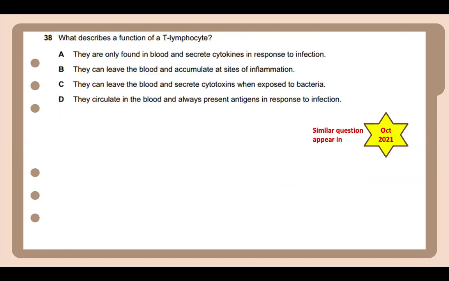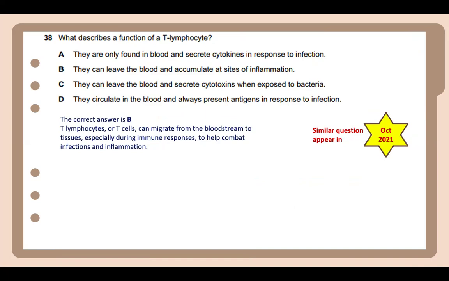What describes functions of T lymphocytes? This is also a similar question, appeared in October 2021. The correct answer is they can leave the blood and accumulate at sites of inflammation. T lymphocytes or T cells can migrate from the bloodstream to tissues, especially during immune responses, to help combat infections and inflammation.